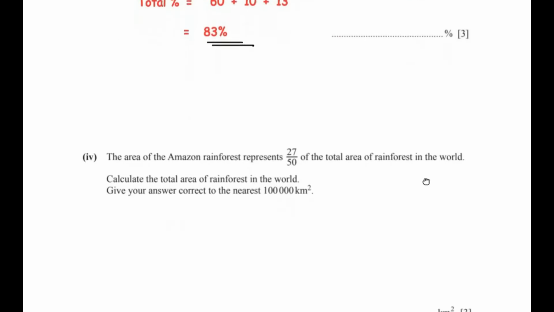The area of the Amazon rainforest represents 27/50 of the total area of rainforest in the world. Calculate the total area of the rainforest in the world and give your answer correct to the nearest 100,000 kilometers square. Now here we have to make a mathematical equation using this given statement. So the statement is, area of Amazon rainforest represents or is equal to 27/50 of the total area of rainforest.